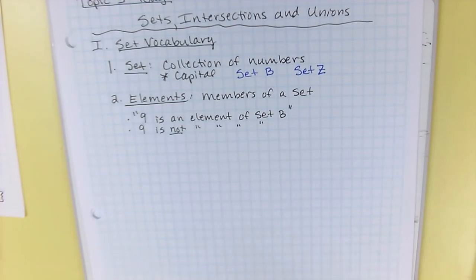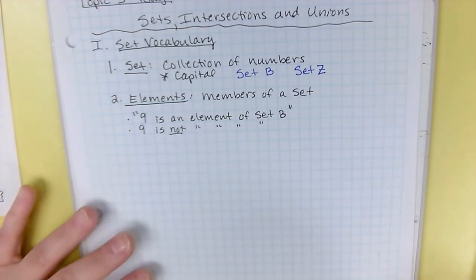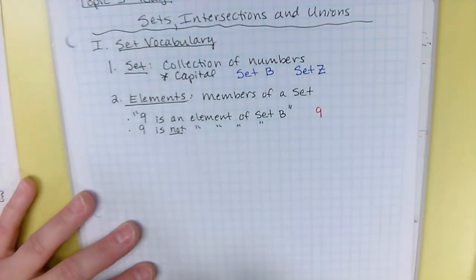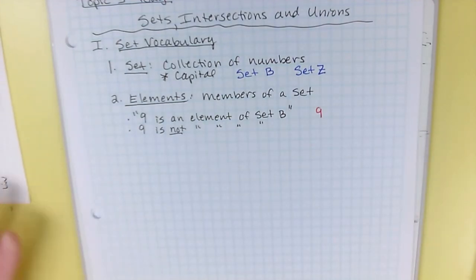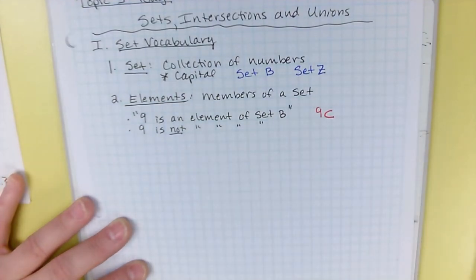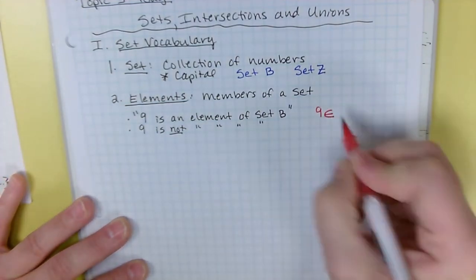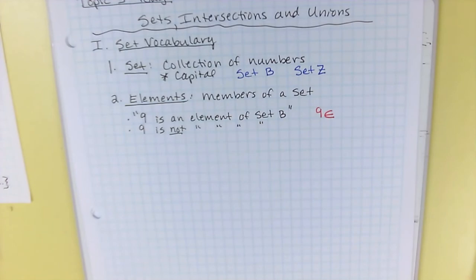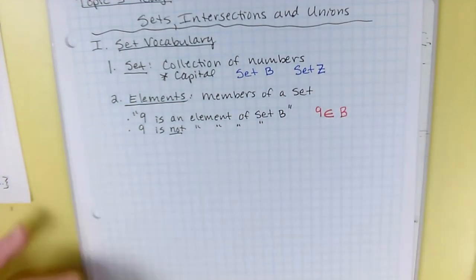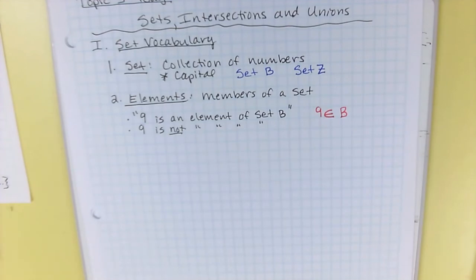Now, naturally, we know that there's got to be a shorter way to write this because math people, we're lazy. We never write anything out if we can help it. So here is your notation way of saying the same thing. If you want to say 9 is an element of B, the element symbol is a short, elongated C with a bar through it. It kind of looks like a short pitchfork. That is 9 is an element of set B.